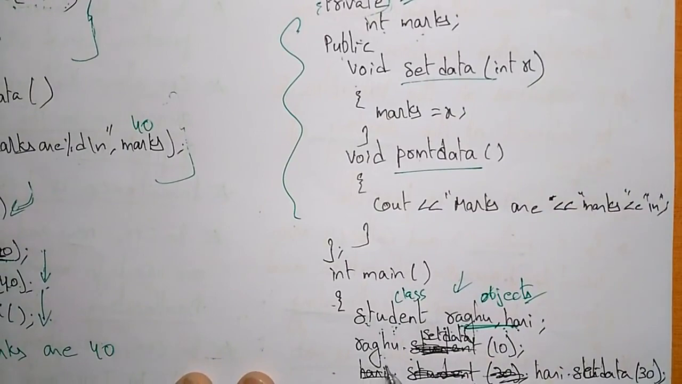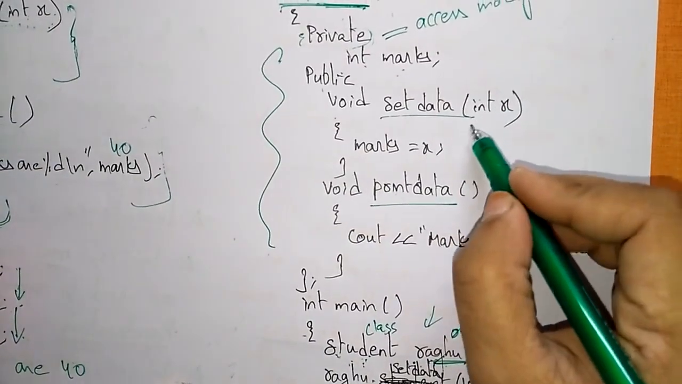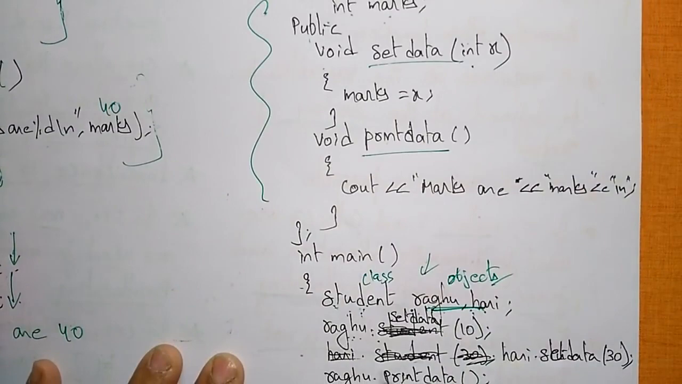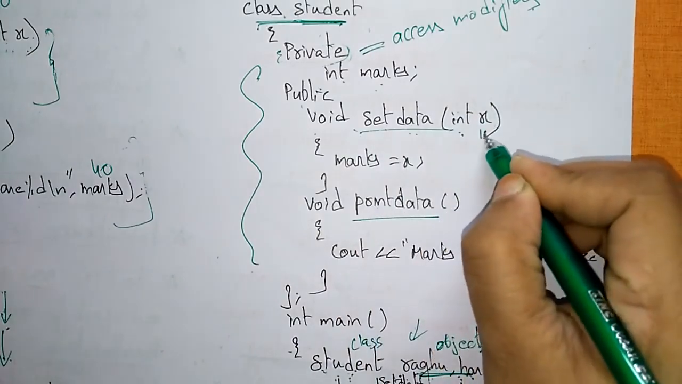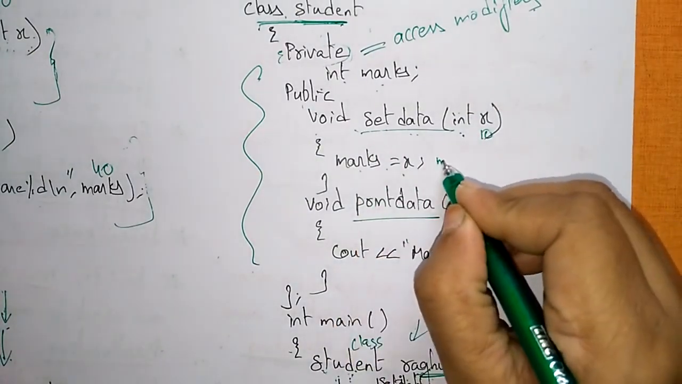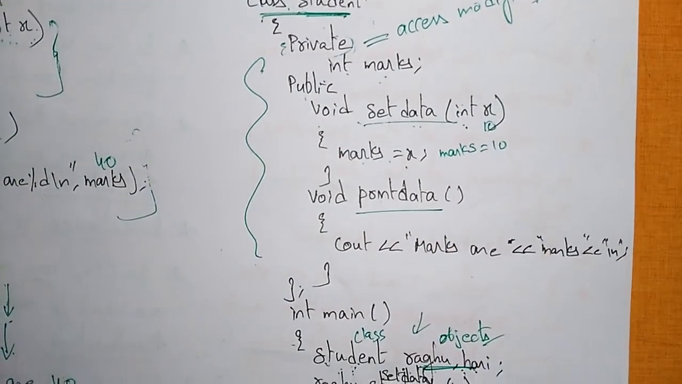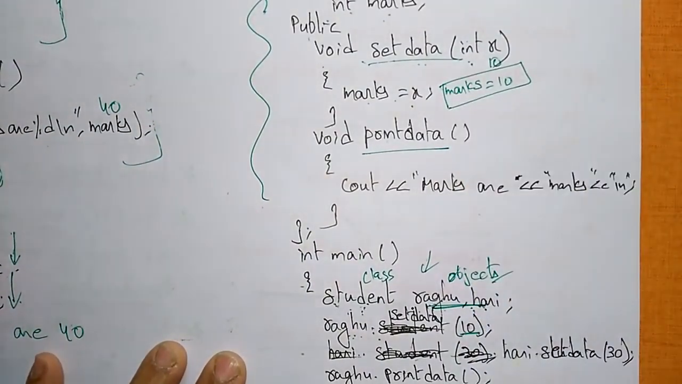So now we are calling the object, that is the Raghu dot set data. So whenever Raghu dot set data is called, it enters into here. So Raghu dot set data consists of 10 marks. So here void set data int x means now it is 10. So x is equal to 10, marks is equal to 10. Okay, so now the marks is 10. So it stores in one memory location.